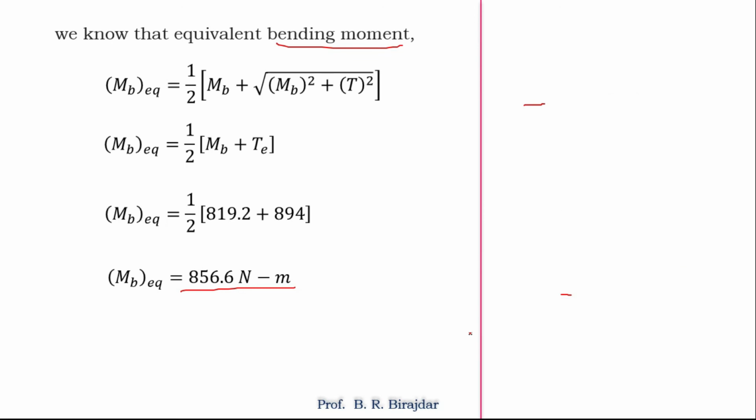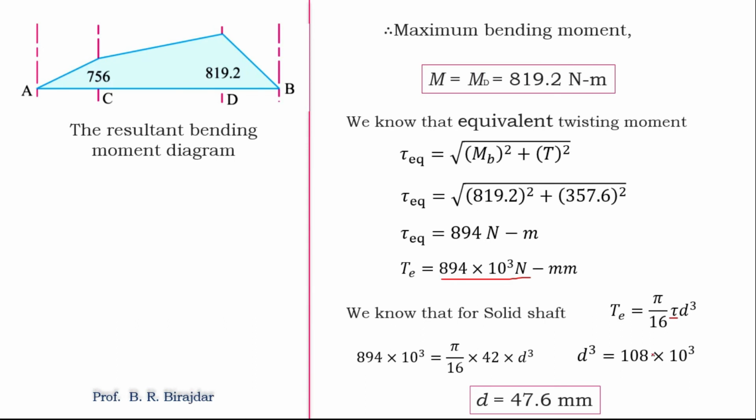In most cases we find the equivalent twisting moment and based on that get the diameter, which is equal to 47.5, and sometimes you may round it to 50 mm. So the final diameter for this loading is 350 mm. I hope you understood. Thank you. We will see the next problem in the next lecture.